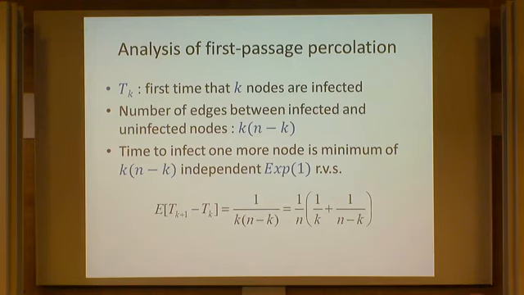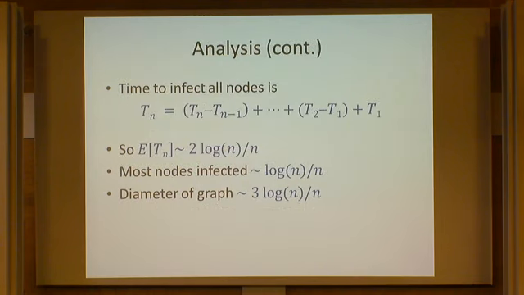So the time to infect one more node is just the minimum of this many independent exponential random variables, which is exponential with parameter k times n minus k. So you can write down its mean, and if you want, variance, moment generating functions. You can do all your calculations using this representation as sums of independent exponentials. Okay, so that's the key step.